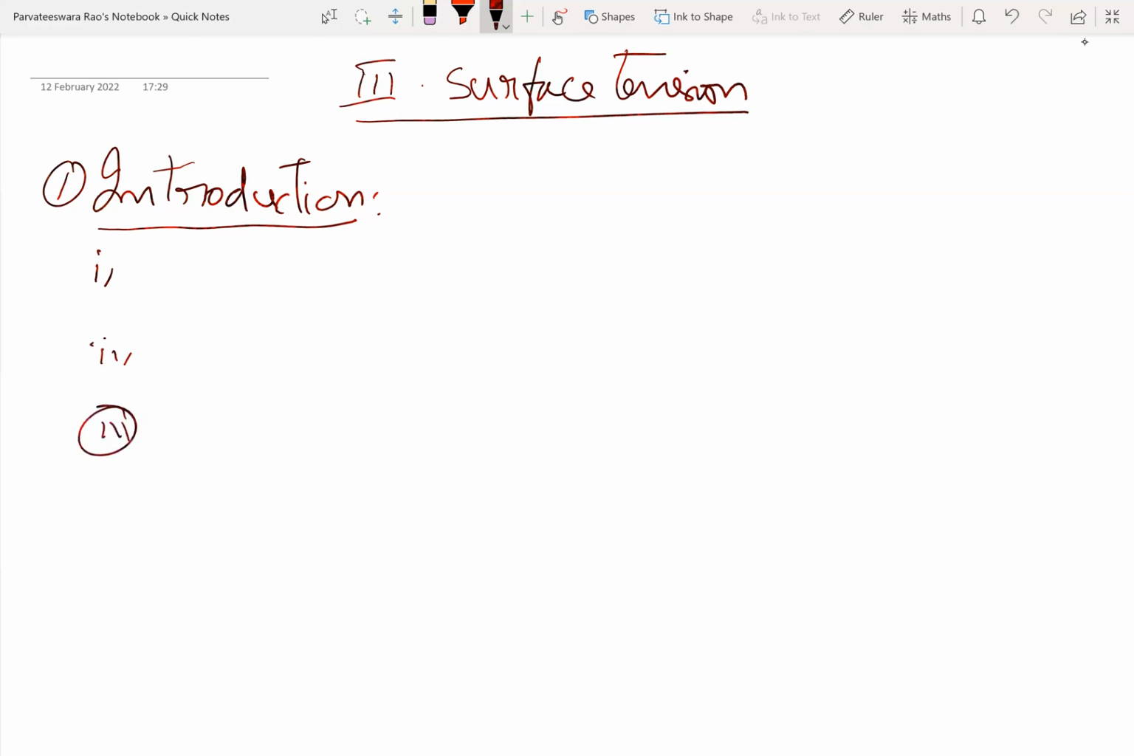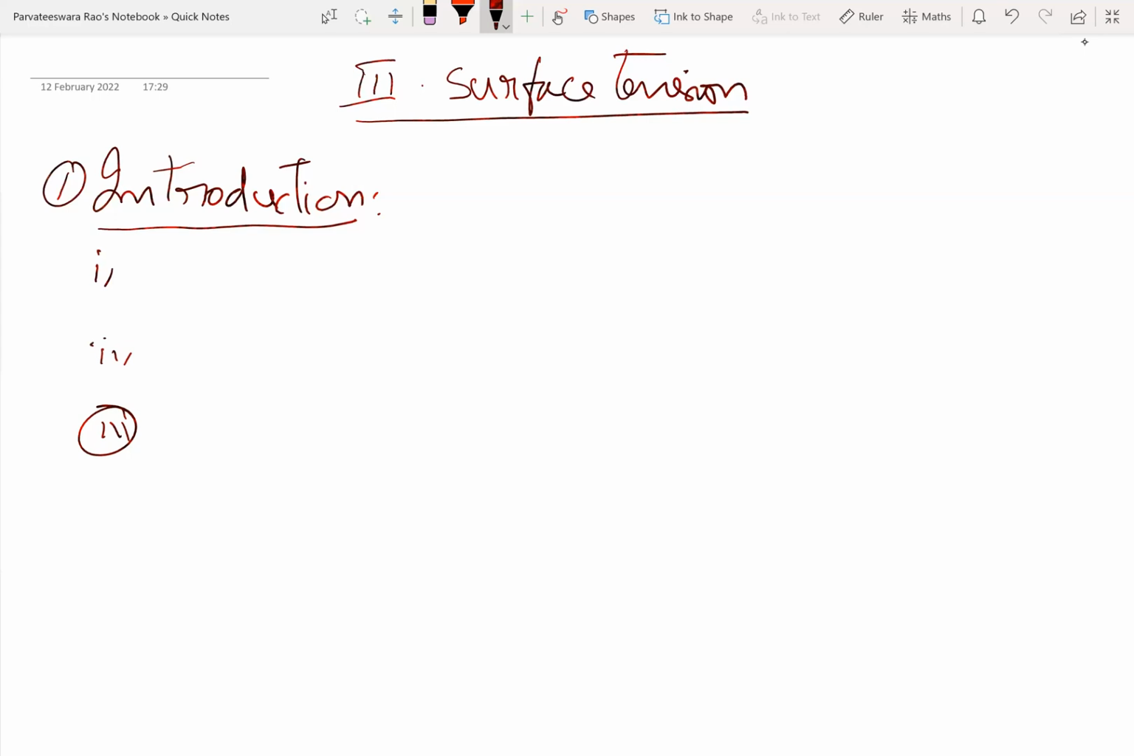How it arises means, again we will go to the roots of the molecular interactions. Between the liquid molecules, same kind of molecules, there will be cohesive forces, and between molecules of different kind, whenever the liquid is present in a container, between the walls of the container and the liquid, there will be forces of adhesion. So the basic cause for the surface tension phenomenon to arise is nothing but the molecular interactions.